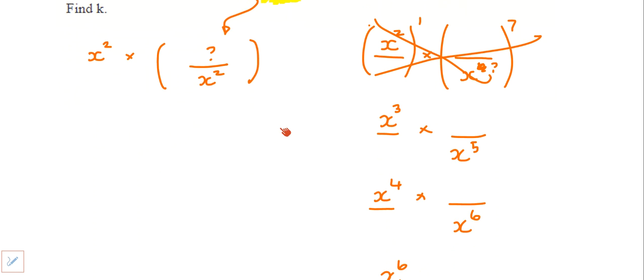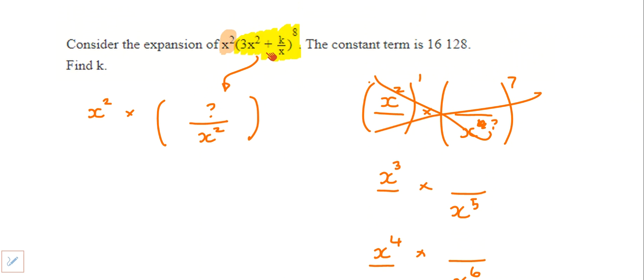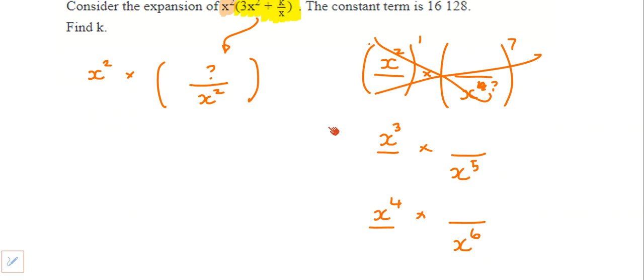Where does the 3 go? What 3? In the expansion? 3x squared with the... Oh, I haven't dealt with that bit. He just hasn't put it there, but I'm still just considering the x's at the moment. I just want to know the x powers, and I can do that just with the x's.